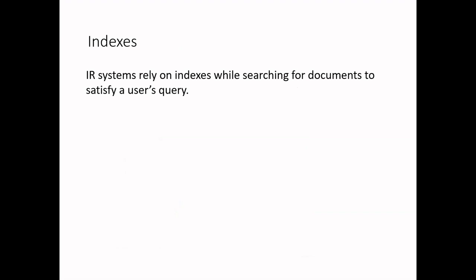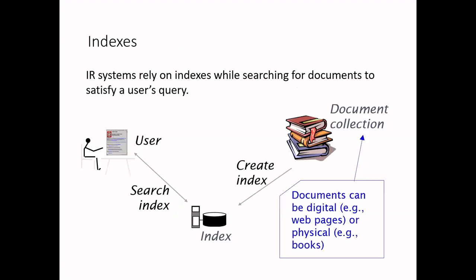Now, IR systems rely on indexes while searching for documents to satisfy a user's query. So basically, when you have a collection, that collection is used to create an index. So every document in that collection has an index associated with it. And when the user looks for a document, he or she gives a query that generates an index term, and then that index is used to do the search. All right. So that's how the search takes place.